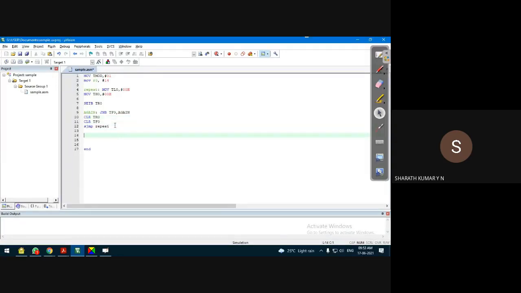After this, correct. After this I'll explain the program. I'll explain DJNZ R0, L1. I'll say L1. So this repeat can be this, I'm modifying the program, so it can be repeat, no problem. This can be repeat. Yes, I'll explain the program.